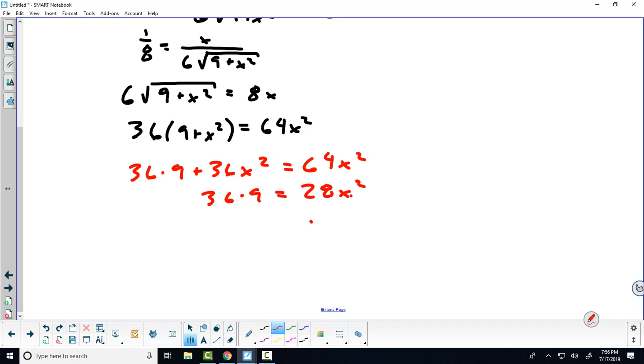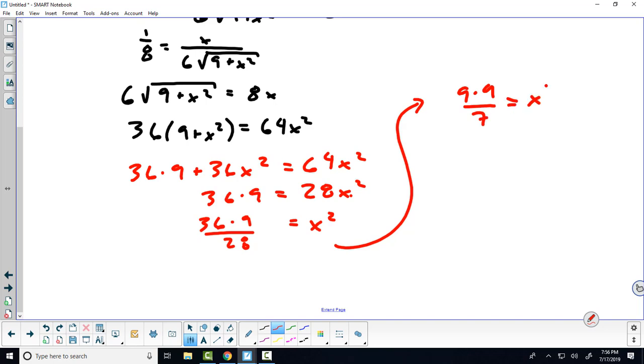So then we get that x squared is equal to 36 times 9 over 28. So folks, notice I didn't want to multiply 9 times 36 just because I'm lazy. At this point, I'm going to go ahead and cancel out like factors. 4 goes into both those expressions. So I get 9 times 9 over 7 is equal to x squared, or 81/7 is equal to x squared. So we get x is equal to plus or minus the square root of 81/7, or plus or minus 9 over the square root of 7.